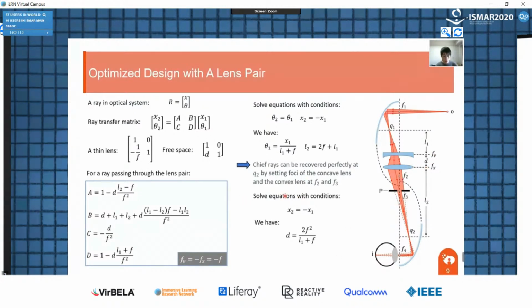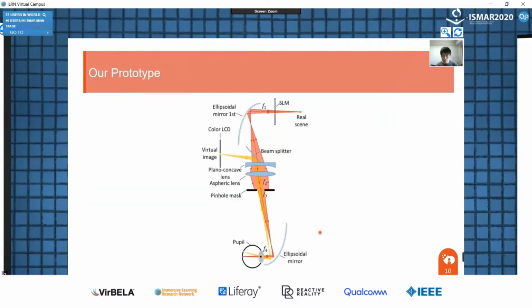For these rays that are used to enhance the image brightness, they can only satisfy the condition of x2 equal to minus x1, so that we can have the relationship between the lens interval D and the position of the image point L1. And this equation indicates that the lens interval D determines the focus of Fy along the vertical direction.